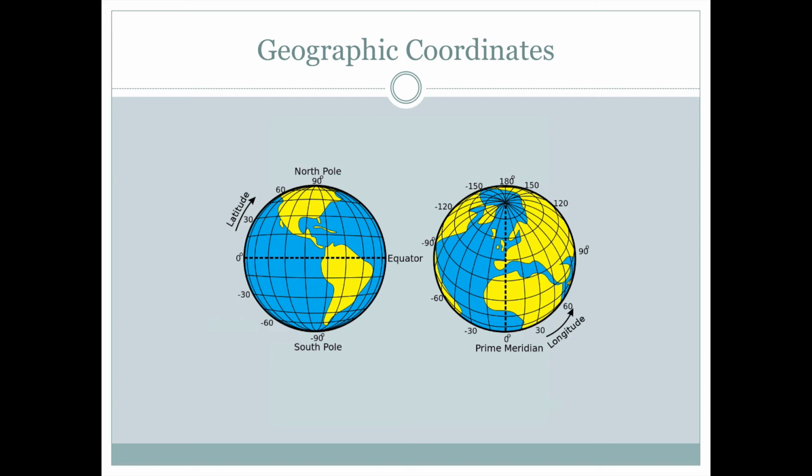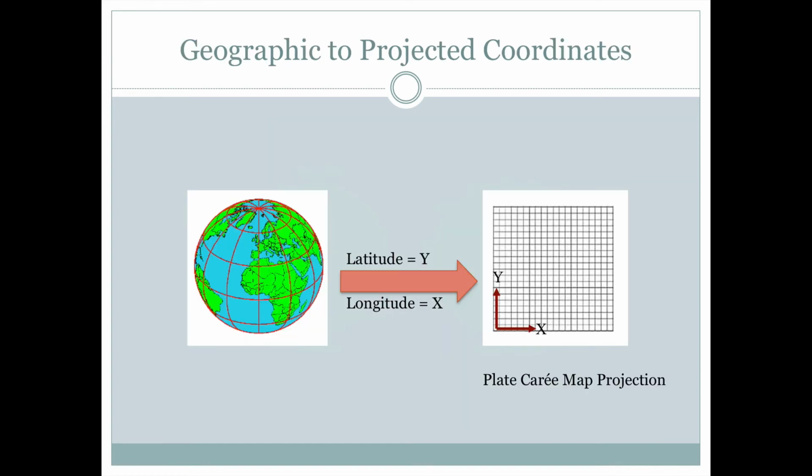So what we would like to do is take those types of geographic coordinates and somehow put them on a flat piece of paper. And the simplest way to do this is as a plate carrée map projection. So basically we're just saying that the latitude is going to equal our changes in the y direction, and our longitude is going to equal our changes in the x direction. In some ways this seems just fine.